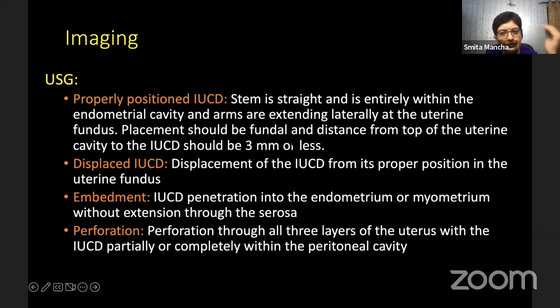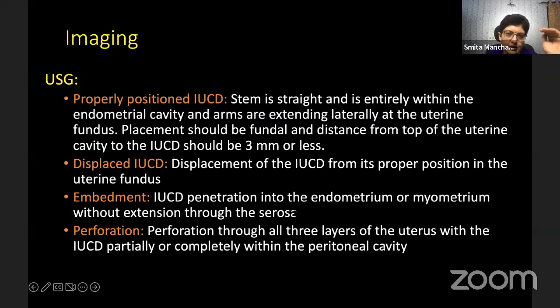So placement should be fundal, and the distance from the top of the uterine cavity to the IUCD should be 3 millimeters or less. So it is a displaced IUCD, or it is embedded, or it is perforated. Displaced means that it is displaced from its normal proper position in the fundus. Embedment means that it has penetrated into the endometrium or myometrium without extension through the serosa.